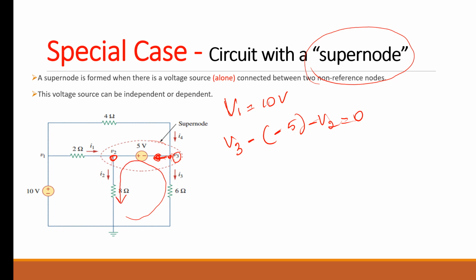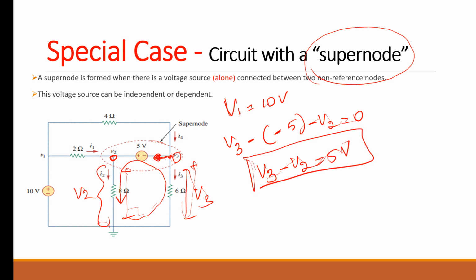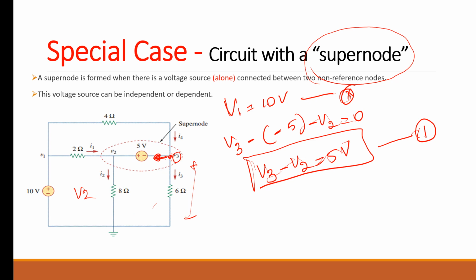You can say the voltage from here to here is V2, from here to here is V3, so this is plus and minus, so you are applying KVL along that loop. So here you can find an equation: V3 minus V2 is equal to 5 volts. You can write this equation for a supernode, and this is one equation you have, and also you know V1 is 10 as well. So let's leave those two like that and apply the other steps for a supernode. I'm deleting these things to make the slide clear.